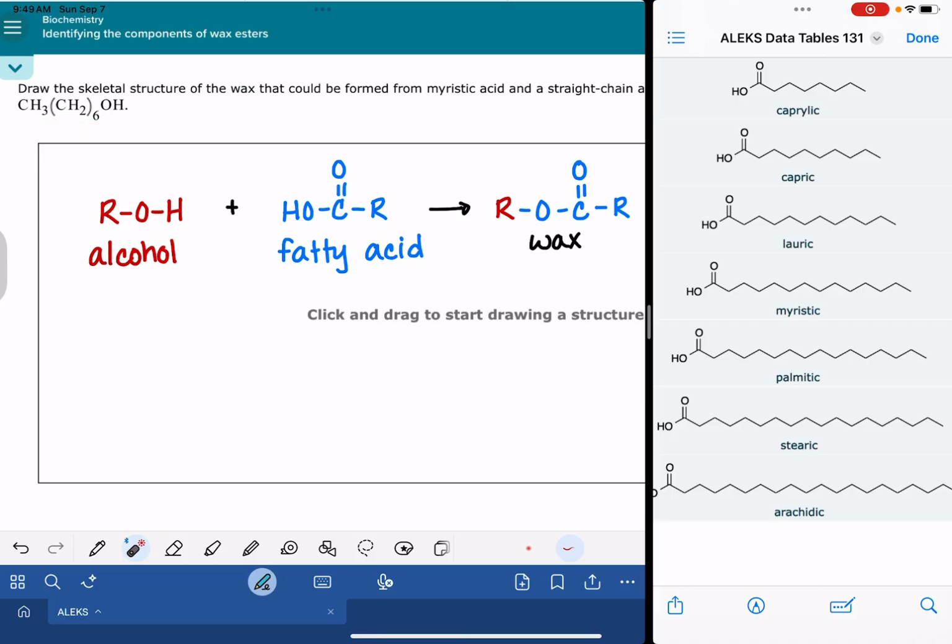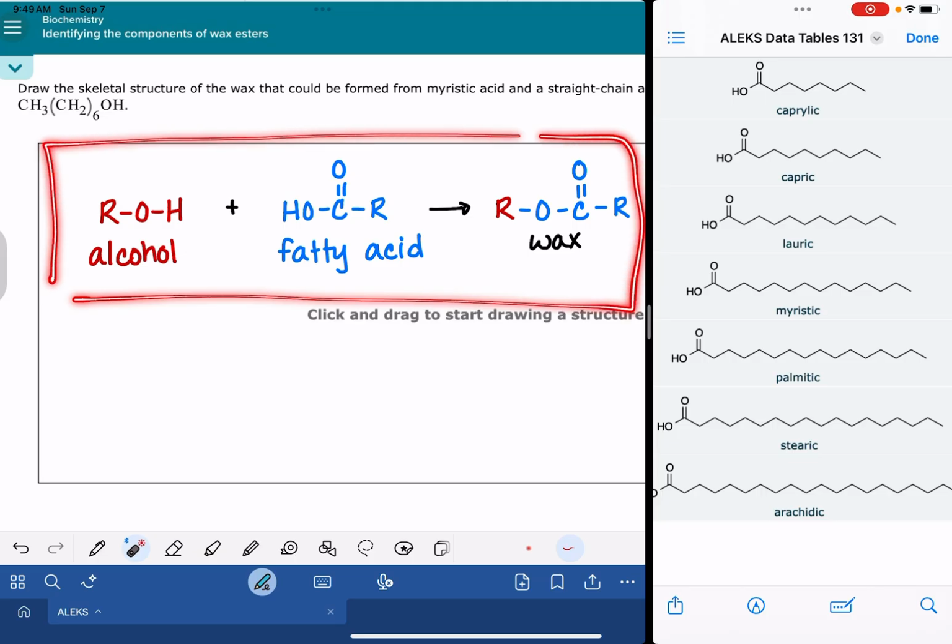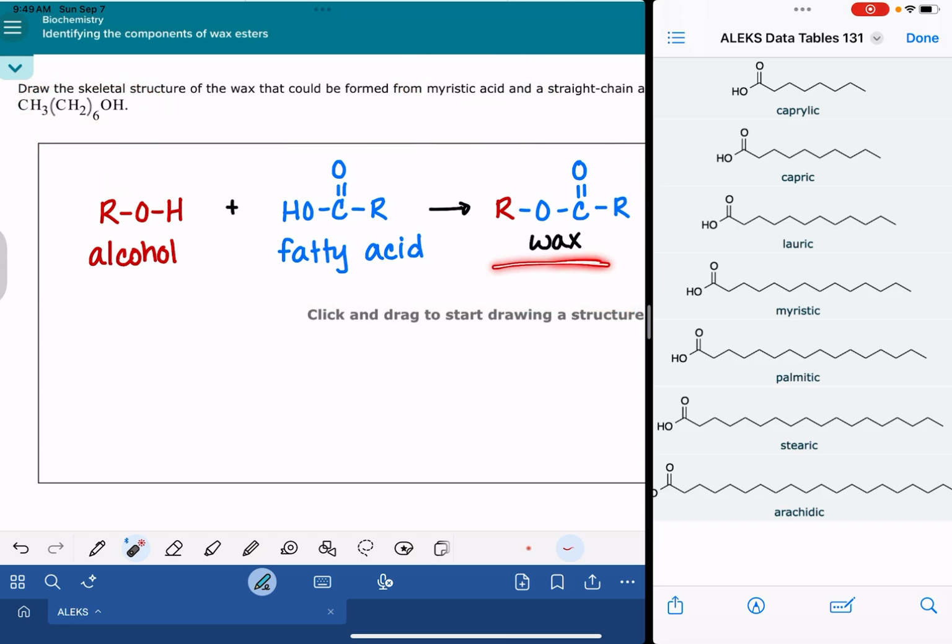And as a reminder, this is how alcohols and fatty acids come together to make a wax. So in order to solve this problem, I think we should start by drawing out the structure of the alcohol and drawing out the structure of the fatty acid so that we can put them together to make the wax.